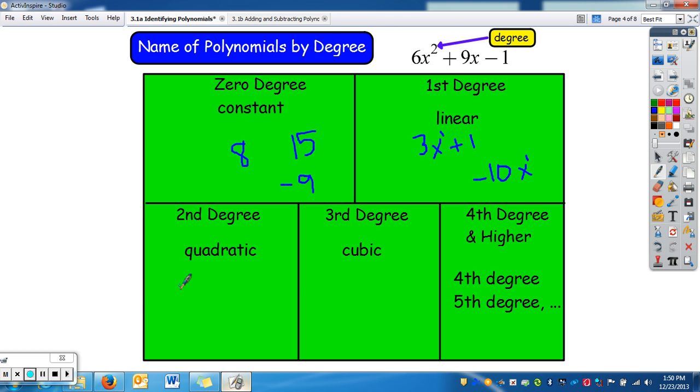Quadratic means 2nd degree, so the highest one needs to be an x squared, and they could have some lower terms, like plus 3x plus 1. Cubic, highest is x cubed, or any variable cubed. And then 4 would be 4 and 5. Again, the degree is the highest exponent, not the numbers up front. Those are coefficients. Degrees are exponents.